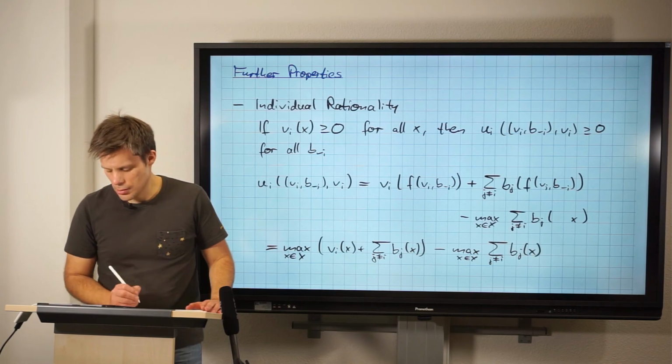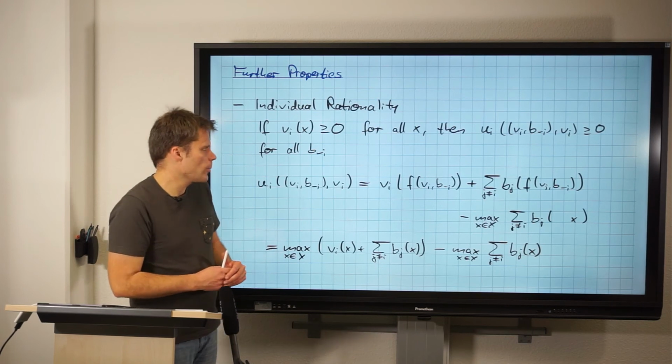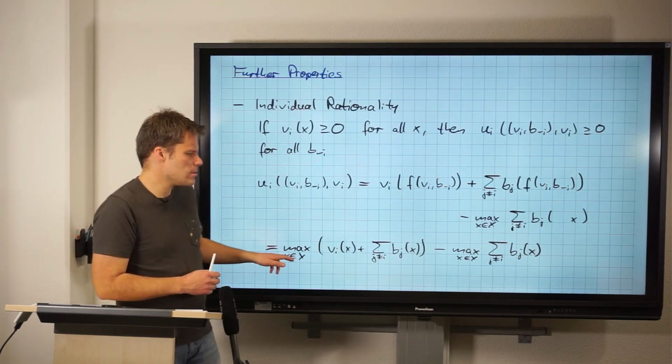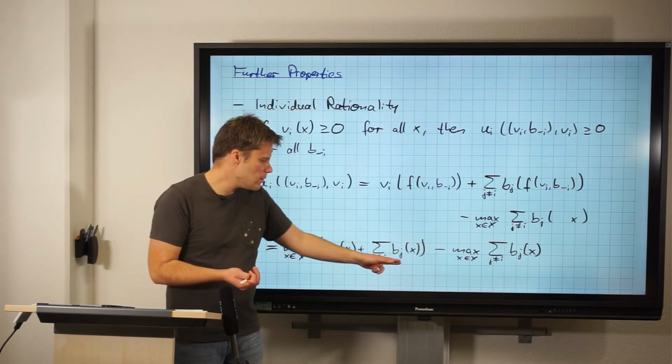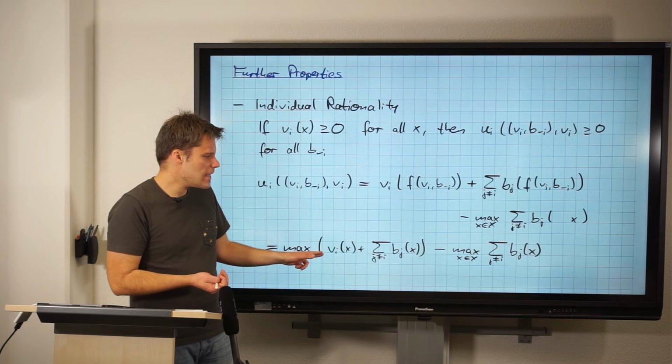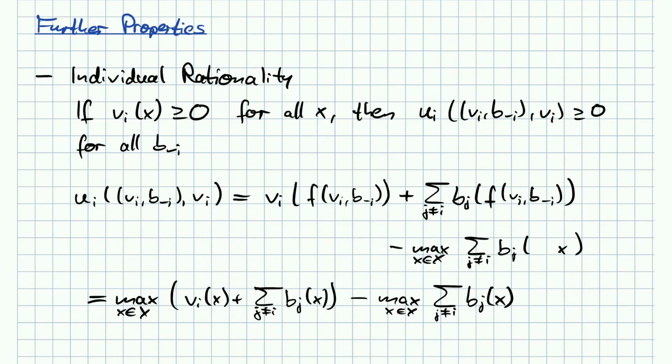So this is where we are. And now what we wanted to actually show was that this is non-negative. And yes, this is of course non-negative, because here we're optimizing over something that is always at least as much as this. So the maximum of this will always be at least the maximum of this.